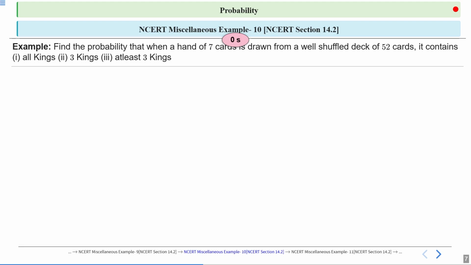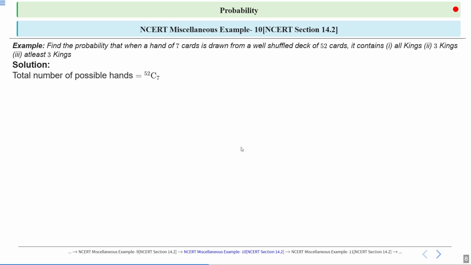Okay, now we will solve this example. Here we have to draw 7 cards from a well shuffled deck of 52 cards. So in how many ways can we draw 7 cards out of 52 cards? The total number of possible hands of 7 cards drawn from a well shuffled deck of 52 cards is 52C7. So this is our total number of possible hands.